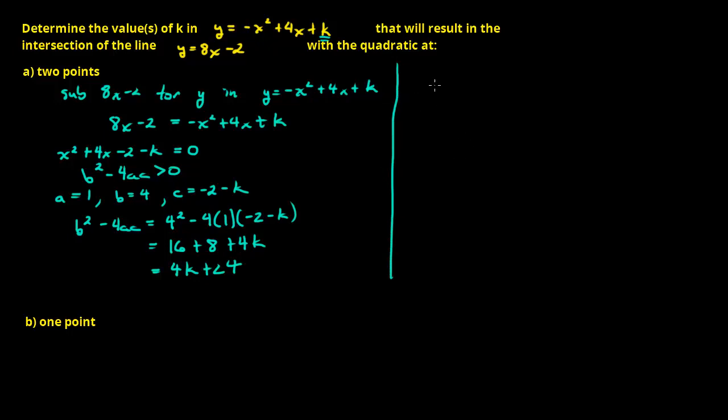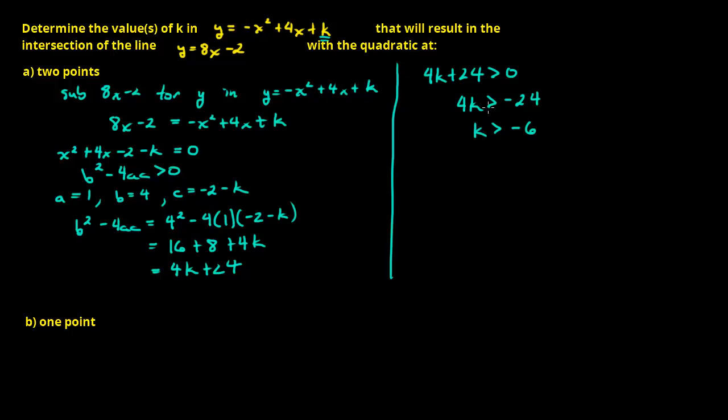Now, what we're trying to solve is for what values of k is the discriminant greater than 0. We know that the discriminant is 4k plus 24, so we want to know when 4k plus 24 is greater than 0. We can solve this inequality. We can subtract 24 from both sides, and we get 4k has to be greater than minus 24. I can divide both sides of this inequality by a positive number, and I get that k has to be greater than minus 6.